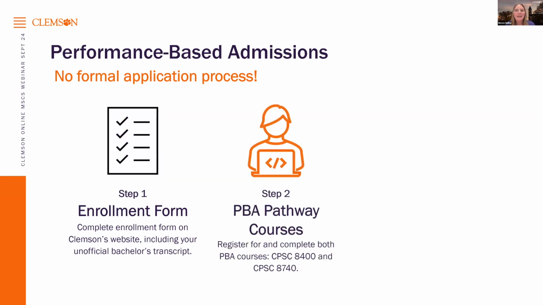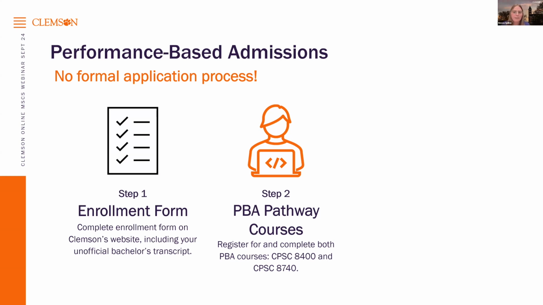And then the next step is to enroll in those PBA pathway courses. Once you do the enrollment form, you'll get admission information. You'll set up your Clemson accounts, and then you'll go in and register for those PBA courses. Like we said, you can do both, or you could do only one and then do the other one the following semester. Each course is 3 credits.